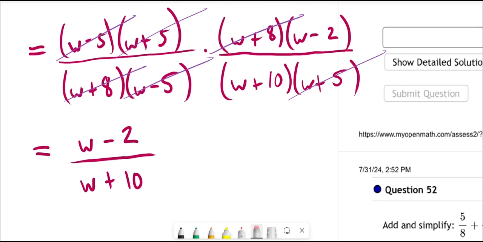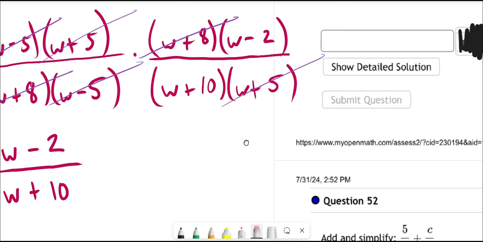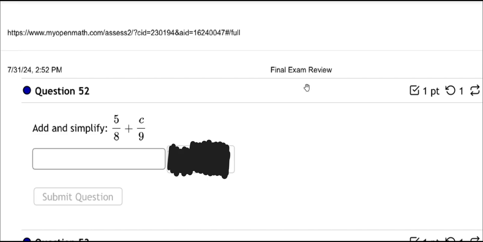Now there's nothing left to do but carry these terms over. There's really no non-trivial multiplication left. It's just 1 times these things. And so we wind up with w minus 2 over w plus 10. There you go. On to 52.